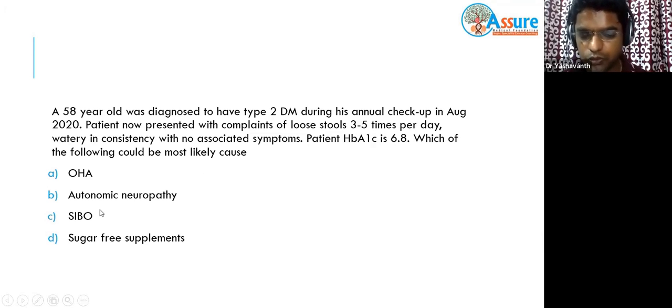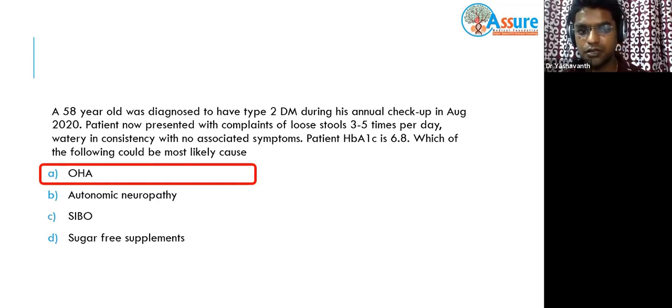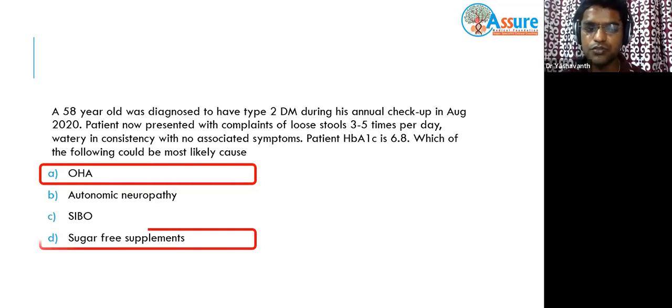Then autonomic neuropathy is very unlikely, and even SIBO is very unlikely. What you need to check is the OHA and sugar-free supplements. Most of these sugar-free supplements will have sorbitol. Sorbitol is also an osmotic laxative, which can cause diarrhea.